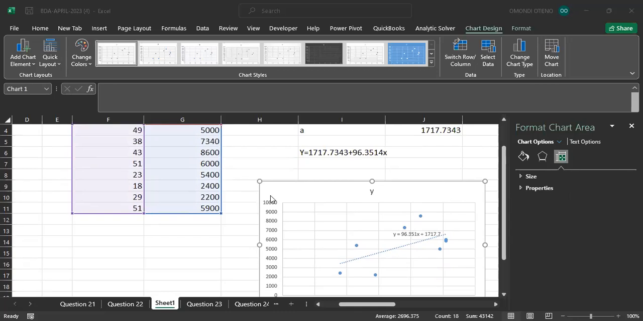So you don't need to start mastering the slope function. Just draw the scattered graph. And then you say display function. And automatically you get the cost function.